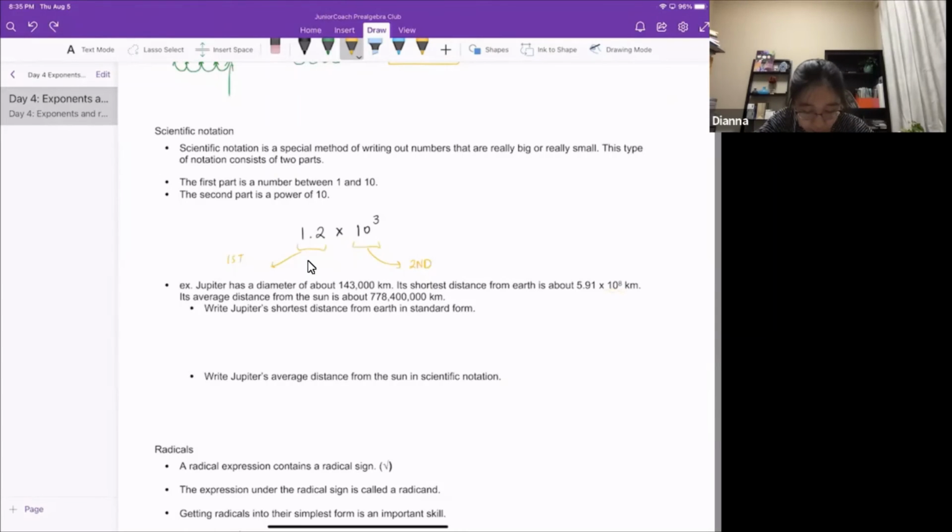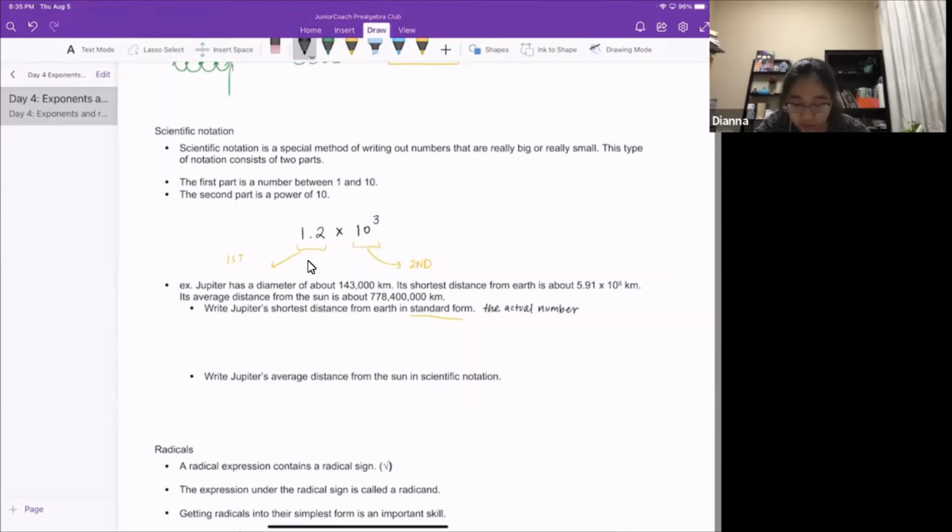Its average distance from the Sun is about 778,400,000 kilometers. So those are a lot of really big numbers, right? So write Jupiter's shortest distance from Earth in standard form. So in standard form. Standard form means the actual number itself.